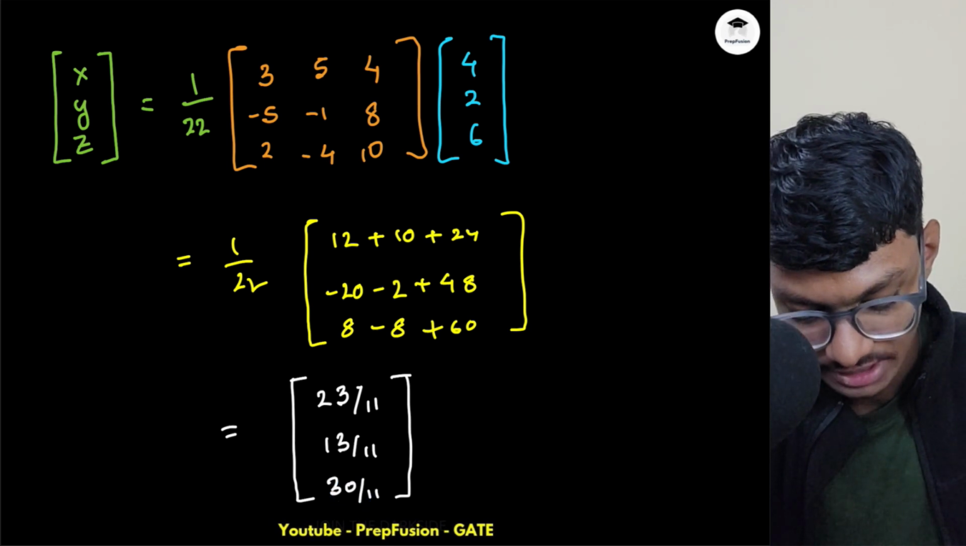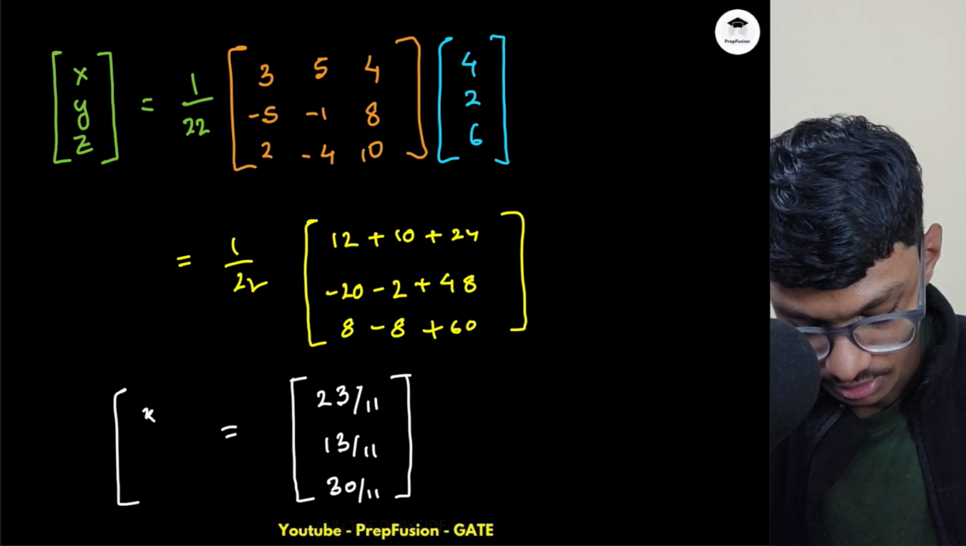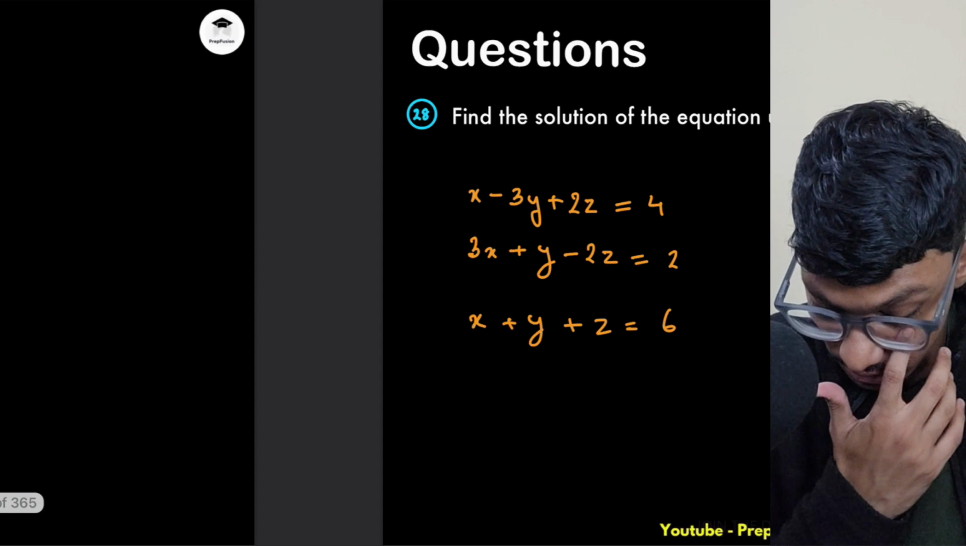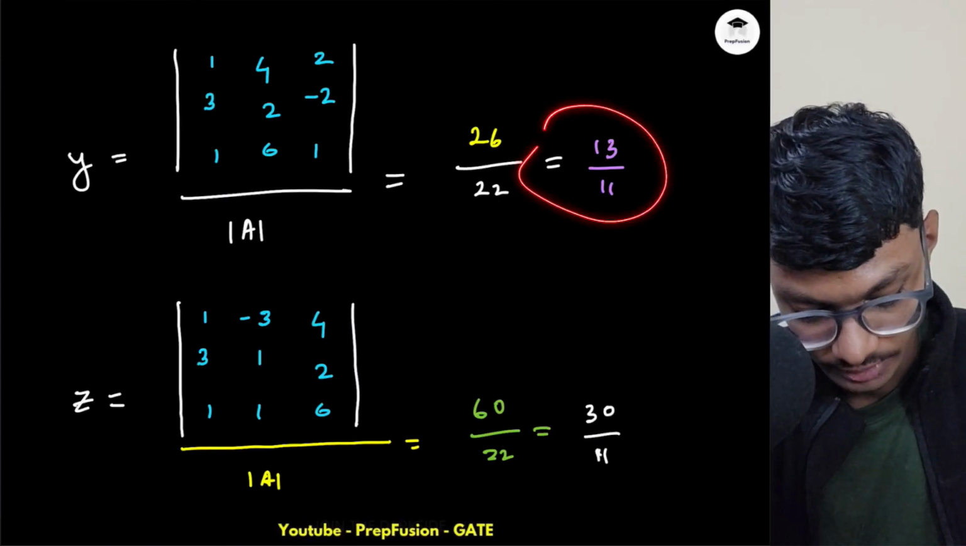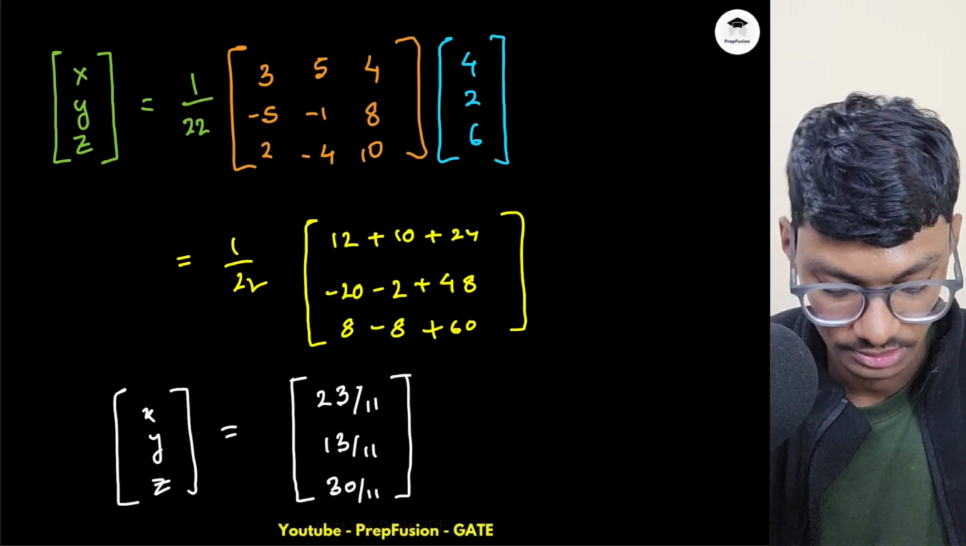So this is exactly the solution that we got from our previous method using the determinant method, right? So here you can see that you got the solution 23 by 11, 13 by 11, and 30 by 11. So basically the same solution only. But this is much easier, right?